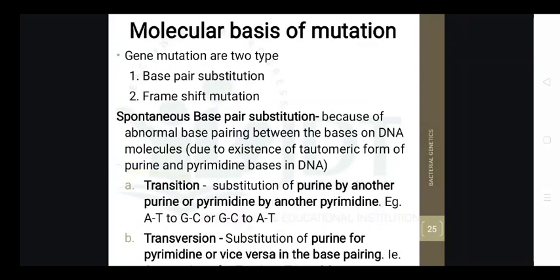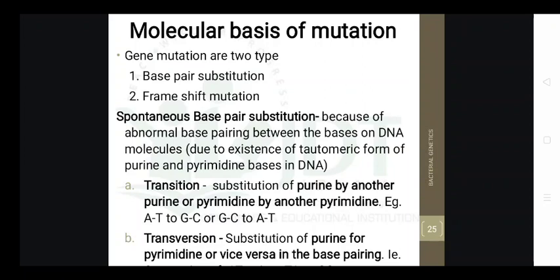Now, coming to the molecular basis of mutation, it is of two types. First one is base pair substitution, and second one is frame shift mutation. First one, base pair substitution. Spontaneous base pair substitution occurs because of abnormal base pairing between the bases of DNA molecules due to the existence of tautomeric forms of purine and pyrimidine bases in the DNA. There will be a substitution of one purine with another purine or one purine with a pyrimidine.